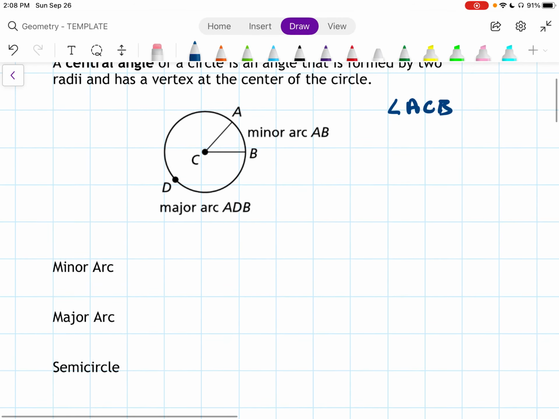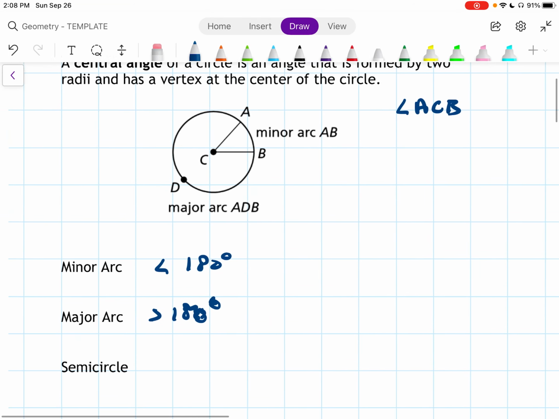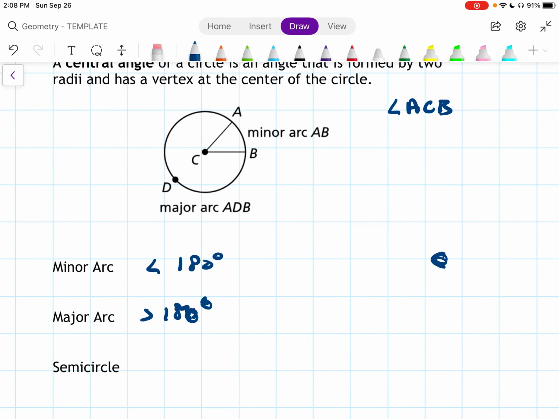We have minor arcs, major arcs, and semicircles. A minor arc is less than 180 degrees. It's less than half a circle. A major arc is greater than 180 degrees. And then a semicircle is equal to 180 degrees. Remember that the whole circle adds up to 360.